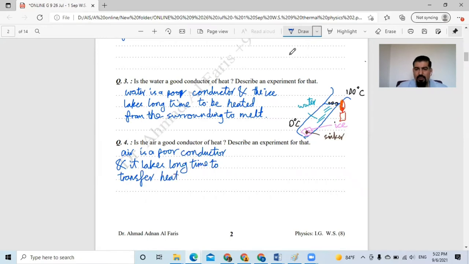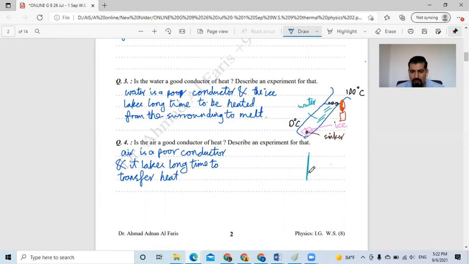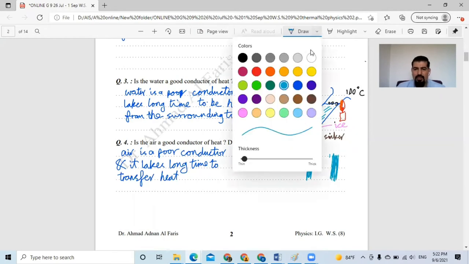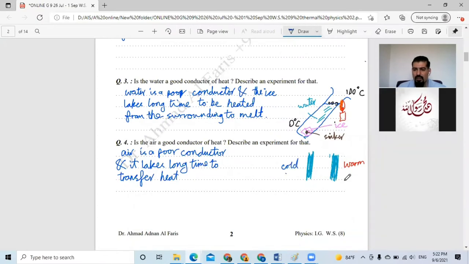Now, for example, if I bring a window with two layers of glass, a double glazed window. This is a layer, and this is another layer, and for example there are air molecules inside. And for example, outside it's warm, or inside it's warm, it doesn't matter. One side is warm and the other side is cold.